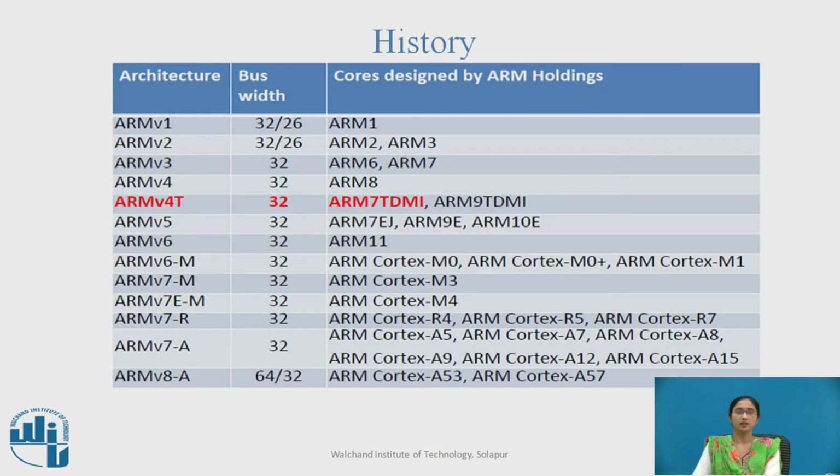History. Here the ARM version 1 architecture uses bus width like 32 or 26 bits, co-designed by ARM Holdings. After that come ARM 1, ARM version 2, ARM version 3, ARM version 4, up to ARM version 8A, which is given in the history.